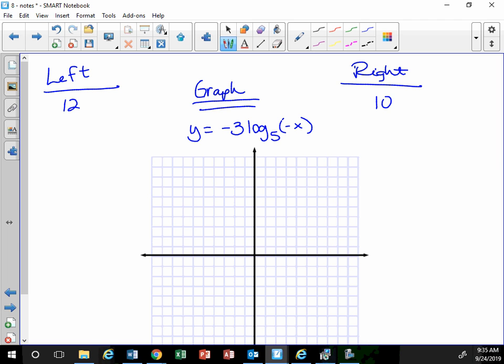Alright, 10 points for you guys. Your asymptote ends up not moving at all on that one. You stretched, you flipped, you ended up here. And 1, 2, 3, 4, 5. 1, 2, 3. Sort of like that. Okay? Alright. Let's do another one.